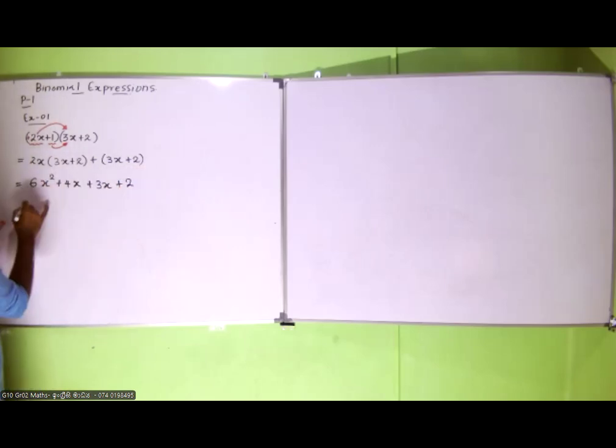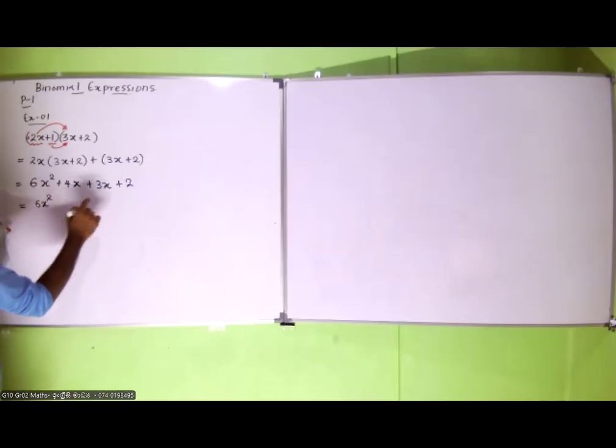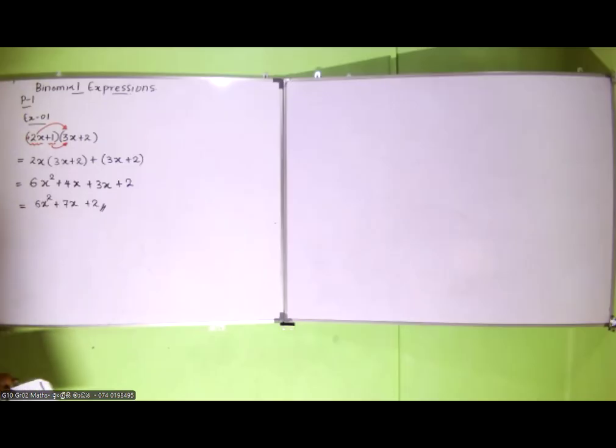Now you have to find the like terms, apple with apple. So the only square term is 6x squared. Here 4 plus 3, 7, 7x. This is plus 2. This should be the first answer for the first example.